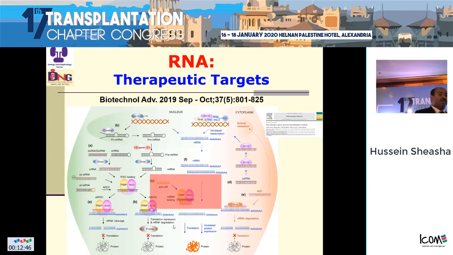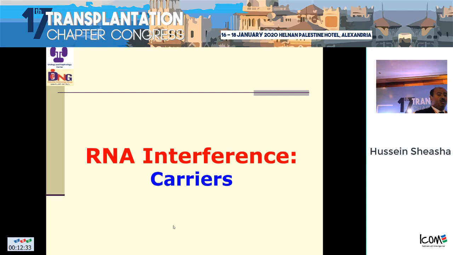So we have here inhibition of microRNA within the cell, also activation of some RNA. So interfering with RNA may be inhibitory and may be activating or stimulating. The most important step is to have proper carriers, because nucleic acid, if it is injected into the cell, will be dissolved and fragmented.